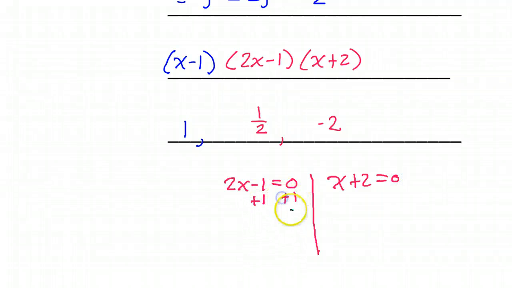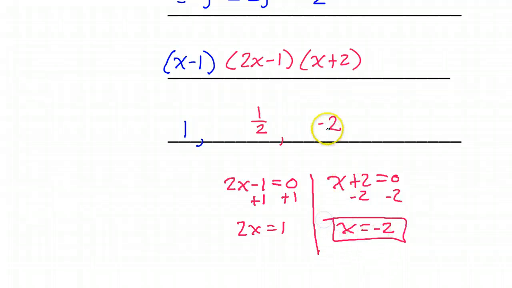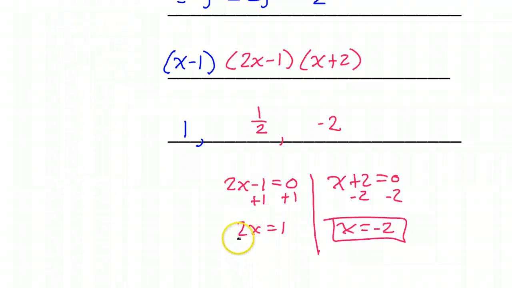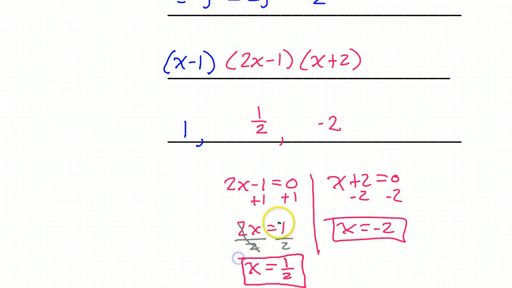And I am mentally doing this. 2x equals 1. Okay, x equals negative 2. So right there, that's where the negative 2 came from. Meanwhile, divide both sides by 2. So I'm getting x equals 1/2. Okay, that's where the 1/2 came from.